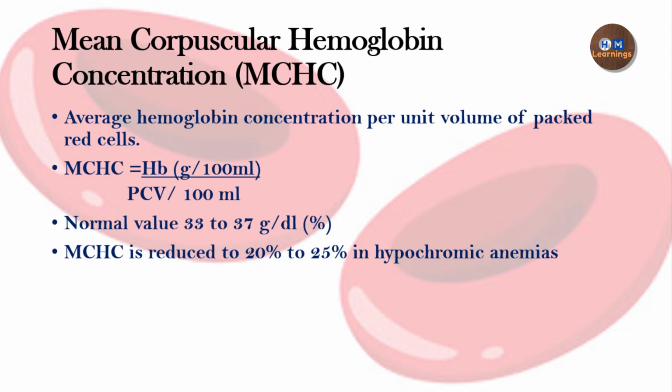Now we move on to the third type of the indices, that is the mean corpuscular hemoglobin concentration. It is the average hemoglobin concentration per unit volume of packed cell, and it can be calculated as hemoglobin present in 100 ml of blood divided by PCV of 100 ml. The normal value here is 33 to 37%, that is 33 to 37 gram per deciliter. If this value is reduced, it is actually in which type of anemia? In the hypochromic type of anemia, and it can even reduce to 20 to 25%.